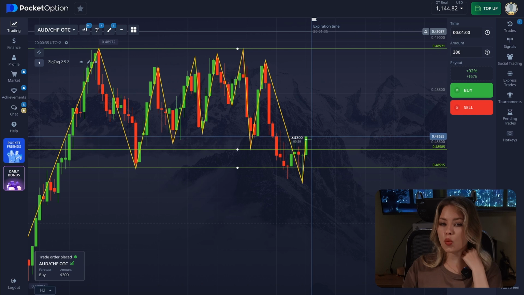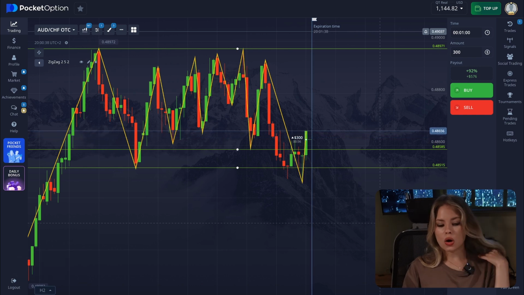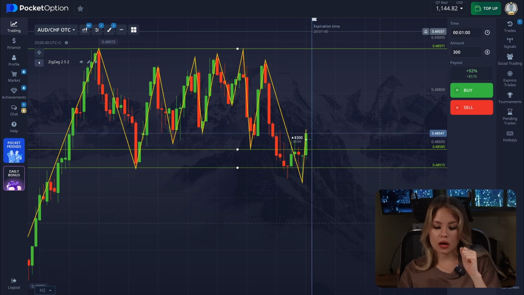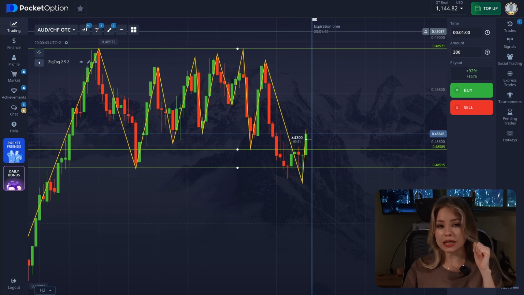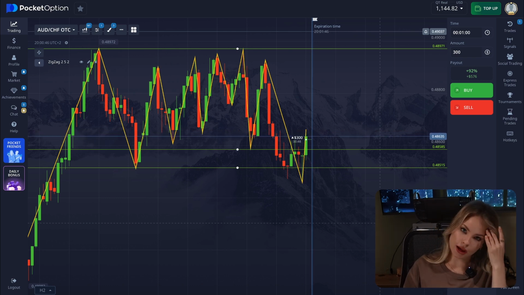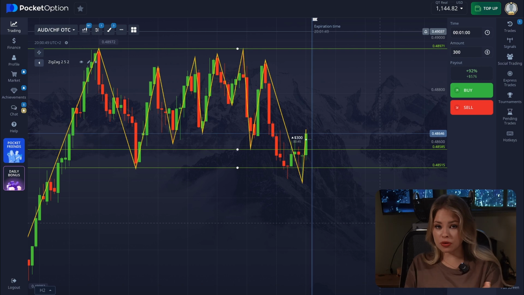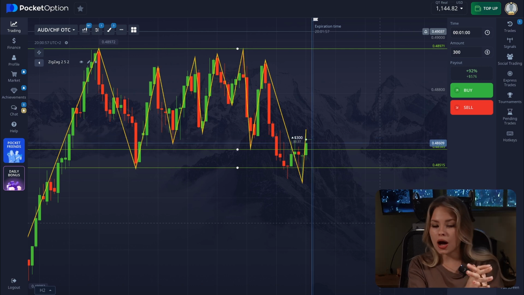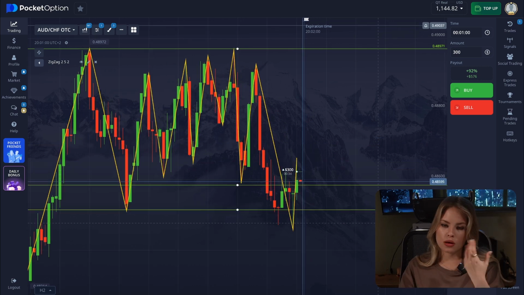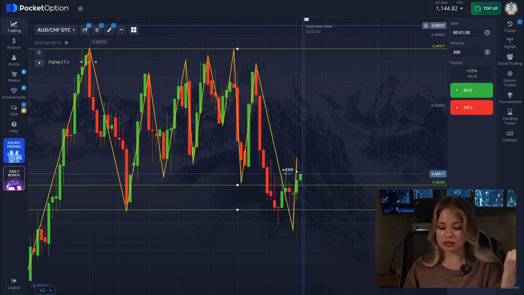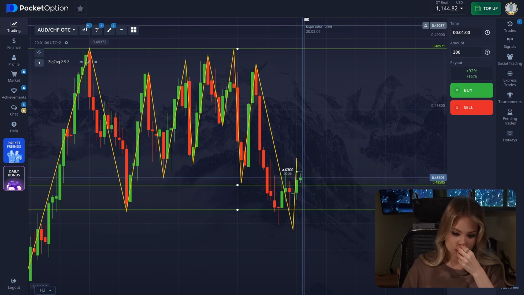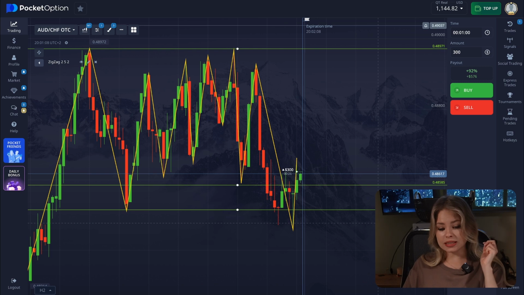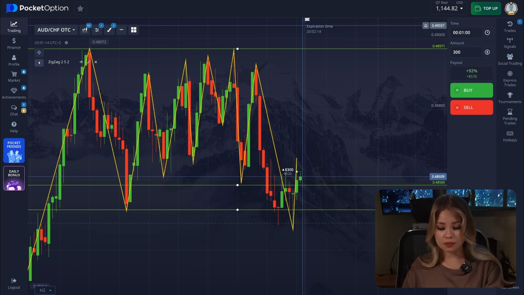Okay guys, while I was recording this for a few minutes, we see a breakout. It happens so often when I'm just speaking to the camera, when I'm explaining something, and just in the background I see that the price is going in the direction I was dreaming about for 10 or 20 minutes. Just pay attention that ZigZag has just drawn this line a few seconds ago.